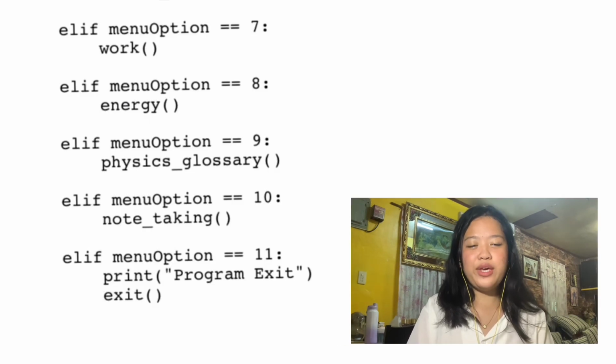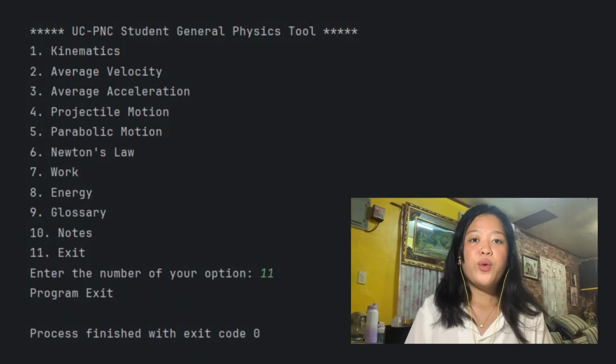And lastly, we have the exit option in our code. This part of the code allows users to terminate the program. When the user selects 11, the program prints program exit and uses the exit function to stop running, effectively ending the program. After this, the program closes and no further actions can be performed.